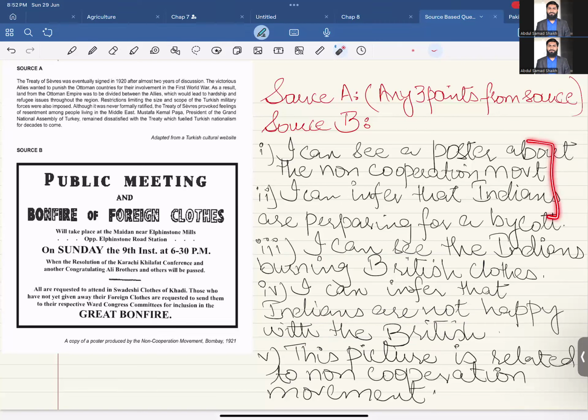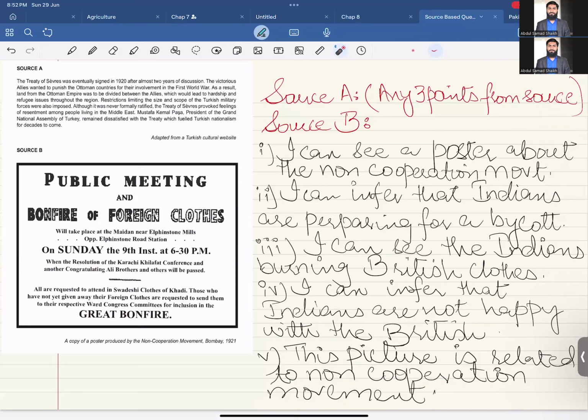ठीक है, so the first pair of 2 marks, the second pair of 2 marks again. This picture is related to the invitation of non-cooperation movement. Yeah, this picture is related to the protest against the British by the Indians. इस तरह से जो है इसको आंसर किया जाएगा.